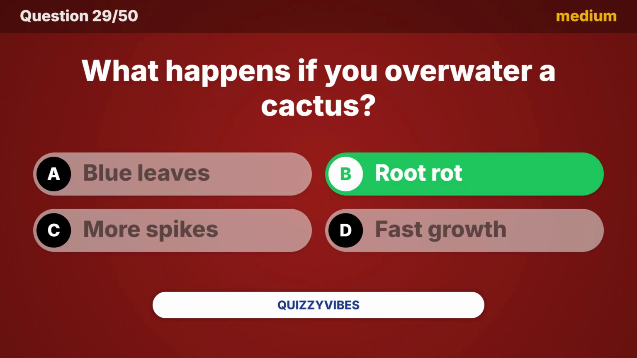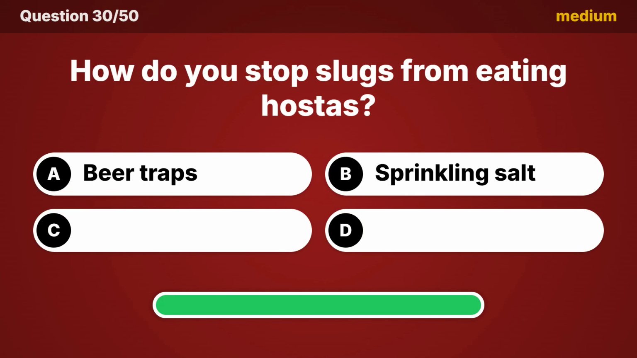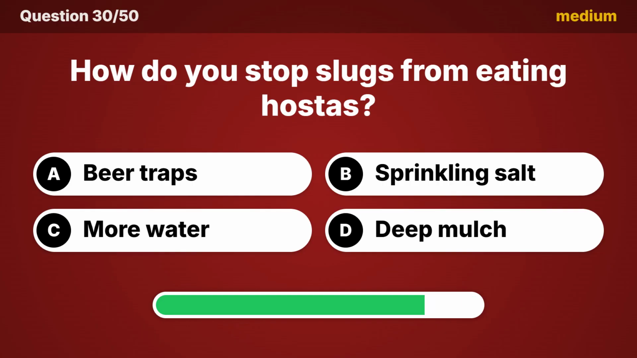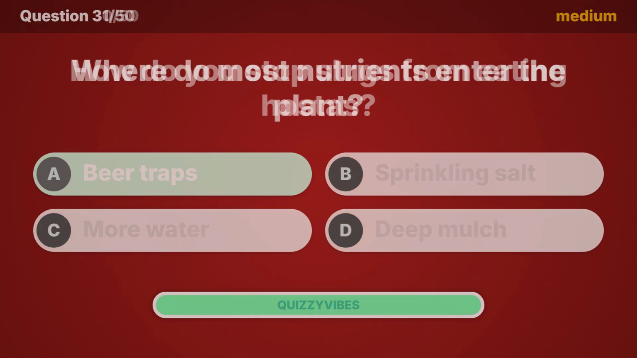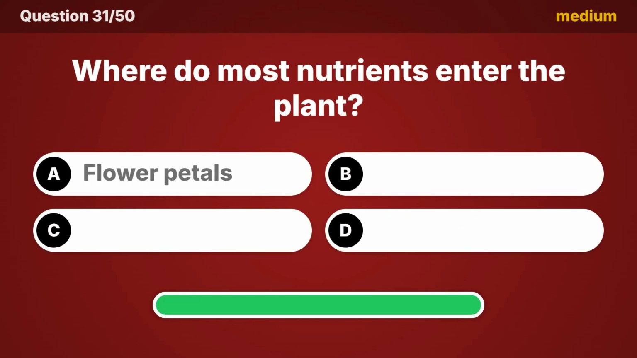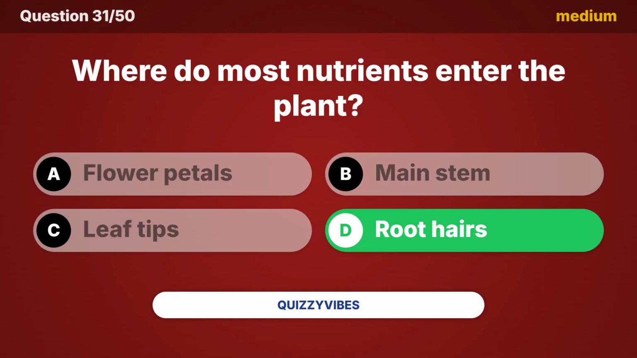And the answer is root rot. How do you stop slugs from eating hostas? The answer is beer traps. Where do most nutrients enter the plant? Time's up. It's root hairs.